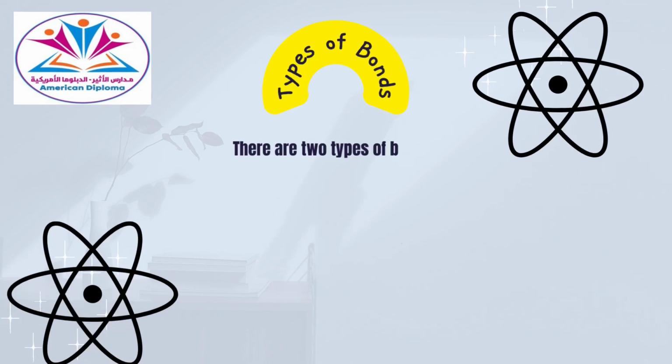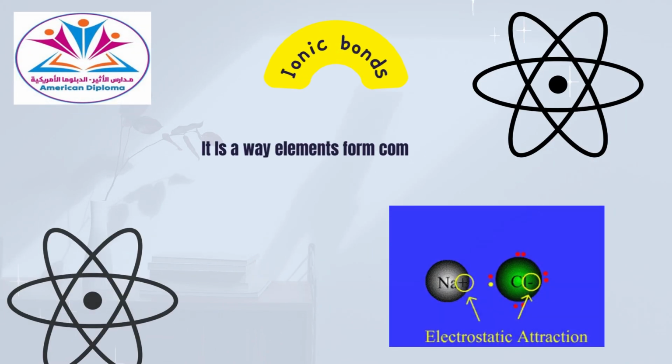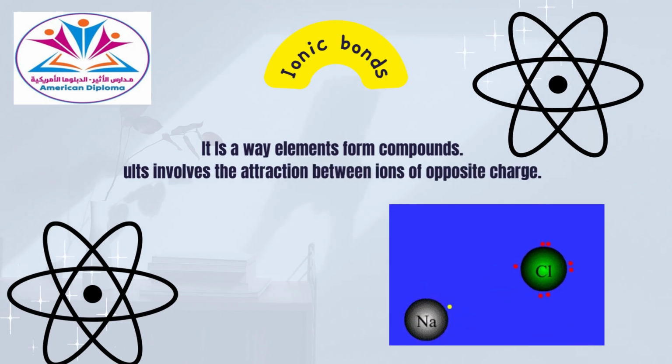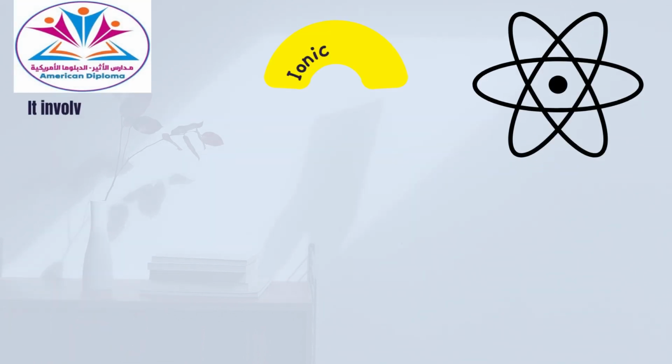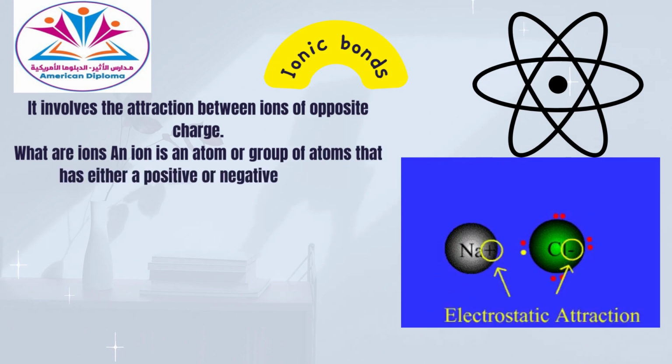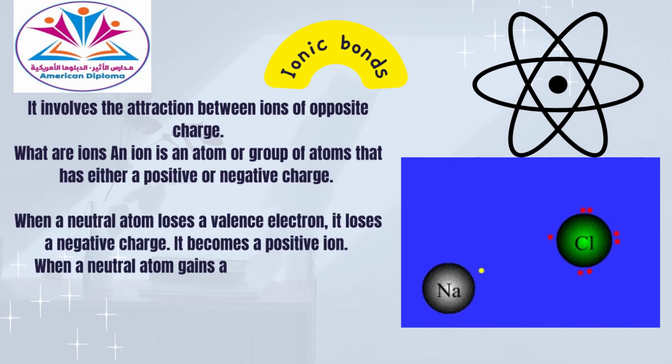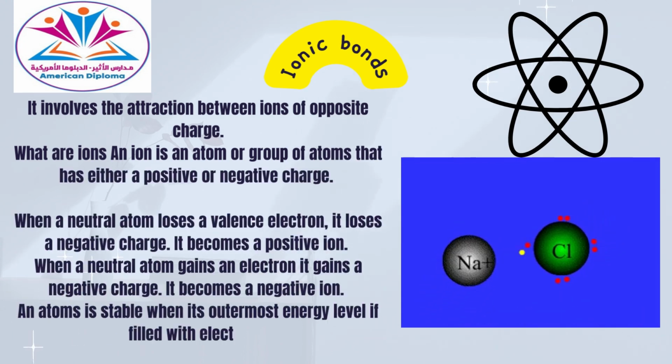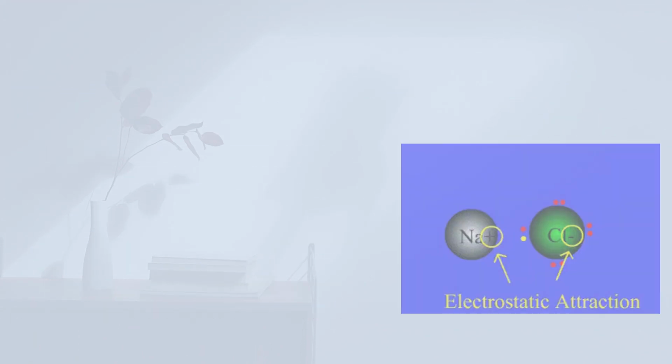There are two types of bonds: ionic bond and covalent bond. What is the ionic bond? It is a way elements form compounds. It involves the attraction between ions of opposite charge. What are ions? An ion is an atom or group of atoms that has either a positive or negative charge.